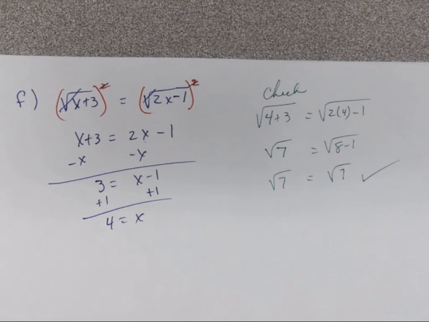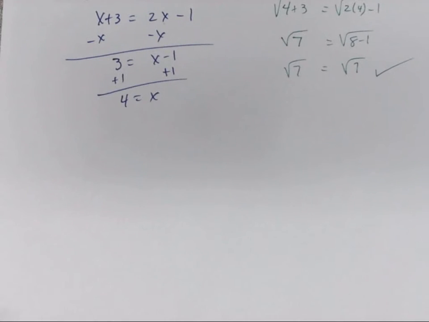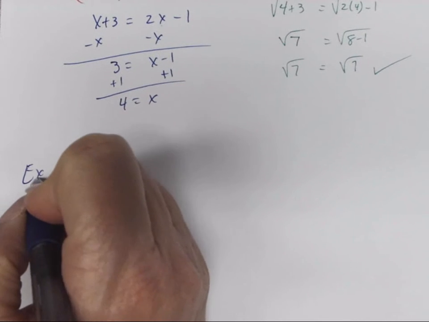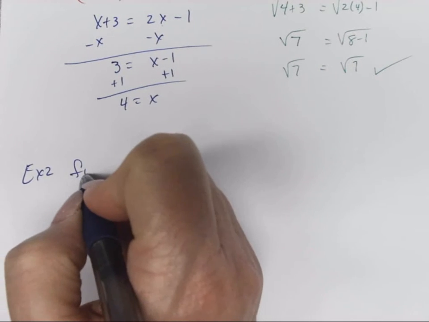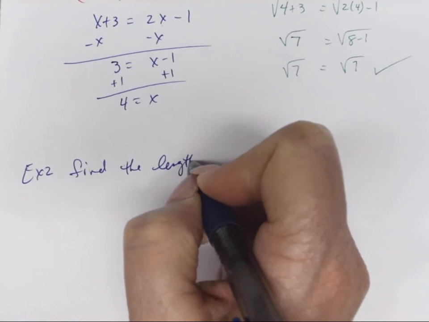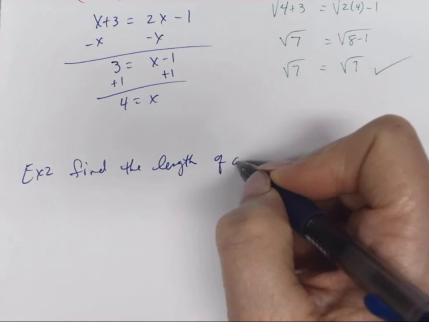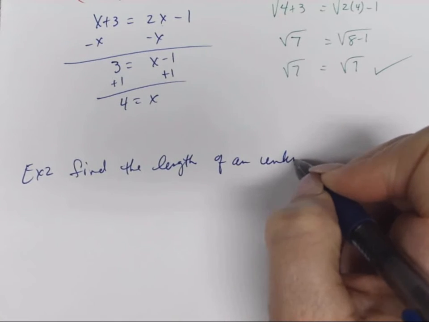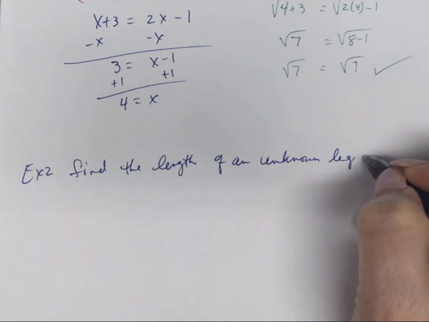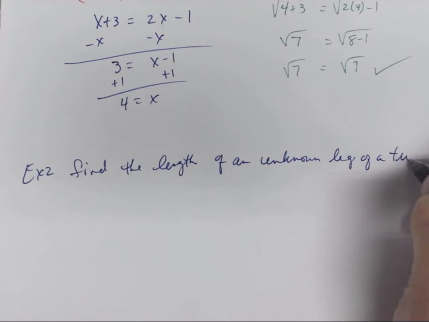So we're going to do a Pythagorean theorem problem. So on example 2, we want to find the length of an unknown leg of a triangle.